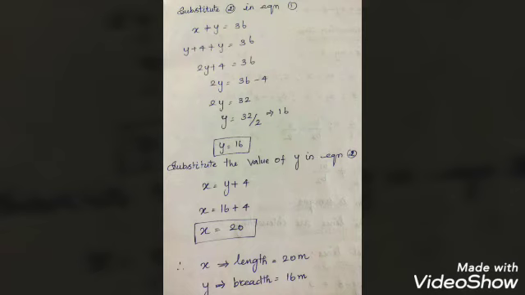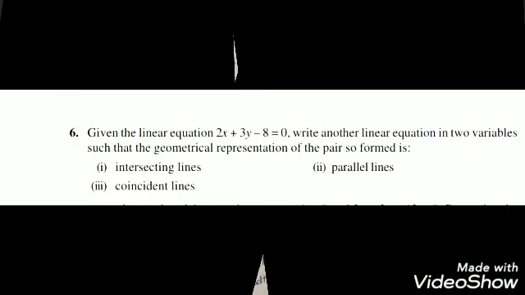Next we found the value of y. Substitute in equation number 2, x equal to y plus 4. So x equal to 16 plus 4. So x equal to 20. So x means length is 20 meter. Y means breadth is 16 meter. Is this clear? First, in the question they have given a statement, we have to convert it algebraically, then we have to solve that equation.